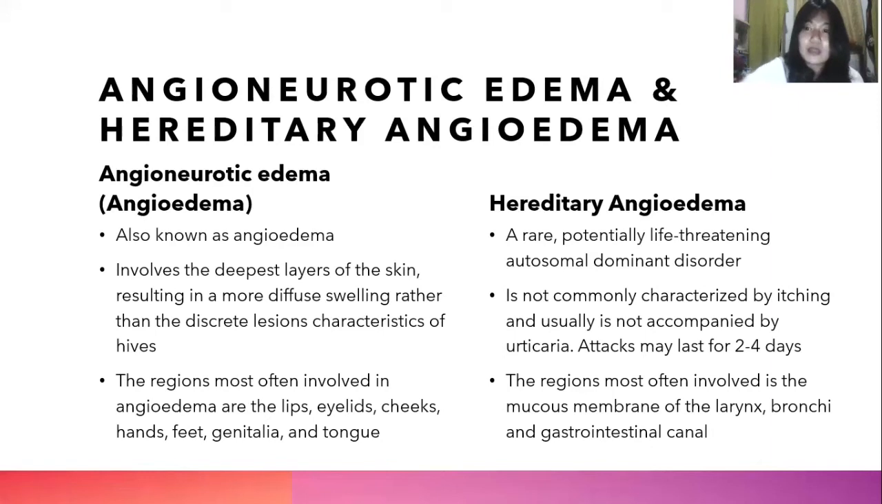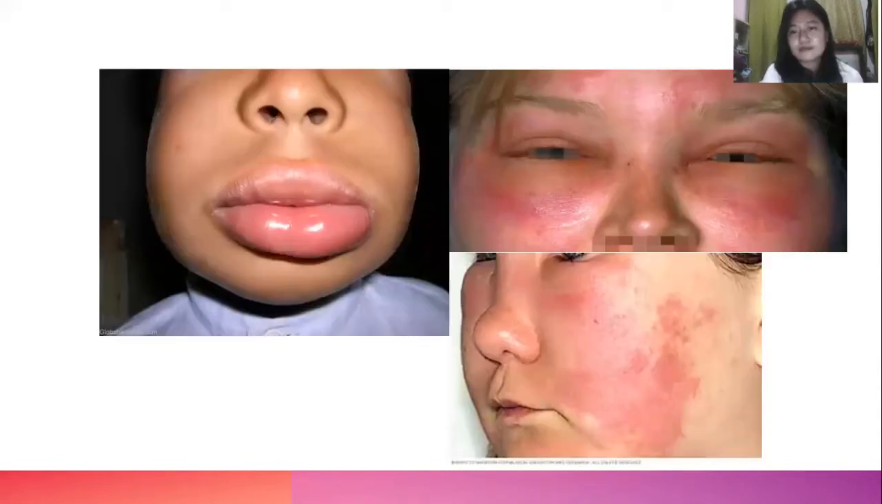Hereditary angioedema, on the other hand, is a rare, potentially life-threatening autosomal dominant disorder. It is not commonly characterized by itching and usually is not accompanied by urticaria, unlike angioedema. Attacks may last 2 to 4 days, and the regions most often involved are the mucous membranes of the larynx, bronchi, and gastrointestinal canal, which is the reason why it is potentially life-threatening. Now, this is how angioedema looks like: the eyes, the cheeks, and the lips.